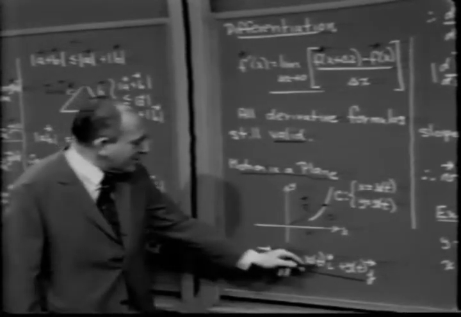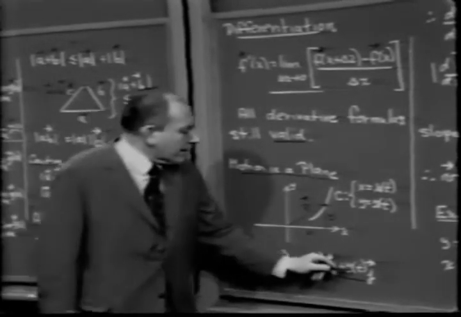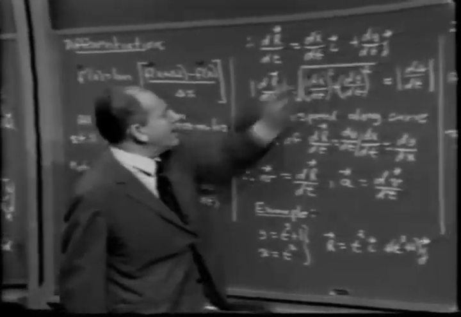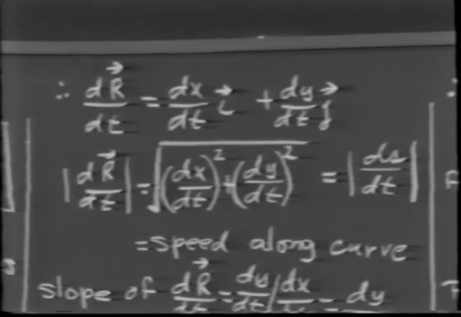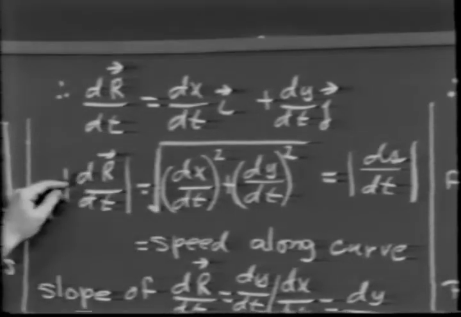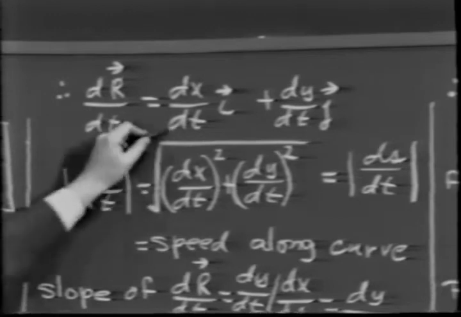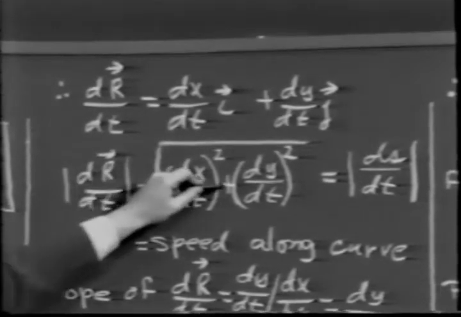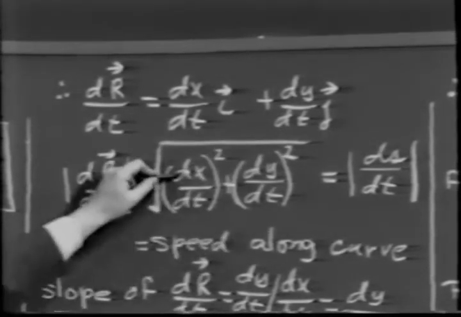At any rate, I now differentiate term by term, and look what I get. This is what? It's dx/dt times i plus dy/dt times j. In other words, dr/dt is this particular vector. And this particular vector is fascinating. Why is it fascinating? Well, for one thing, let's compute its magnitude. The magnitude of any vector in i and j components is what? The square root of the sum of the squares of the components. In this case, that's the square root of (dx/dt) squared plus (dy/dt) squared.